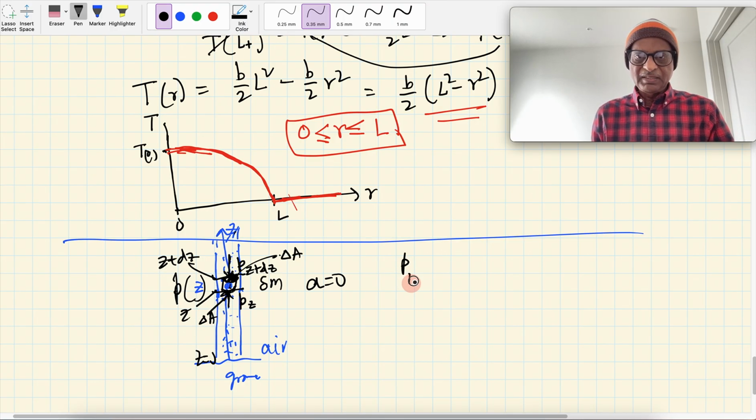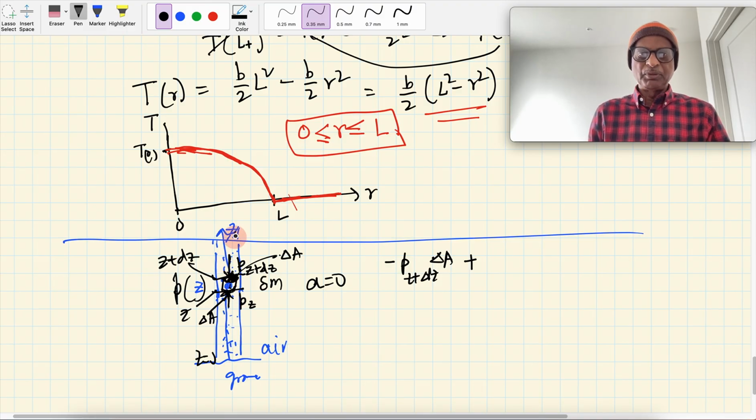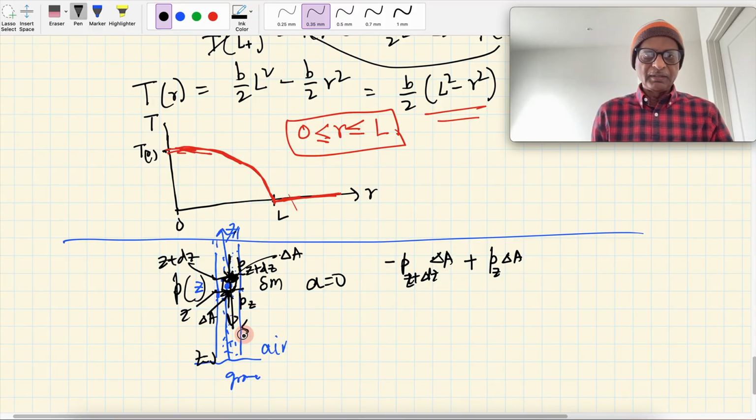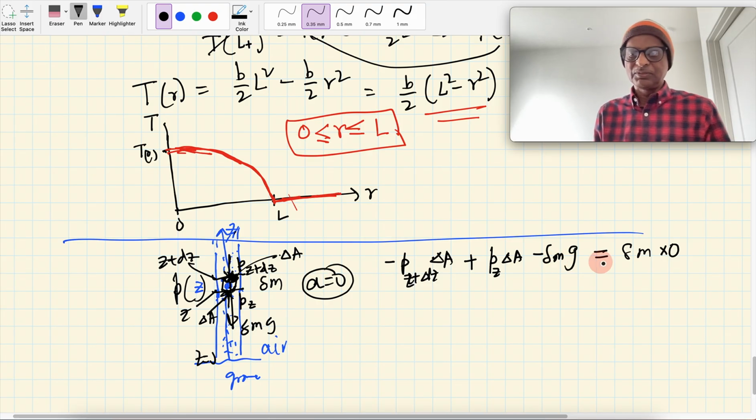So the pressure at z plus dz times delta A, that's the force from above, that's the minus, plus the force from below pointing up, P at z times delta A. So these are two forces, plus the weight, which is minus delta m g, and that equals delta m times 0 for acceleration. The acceleration is 0, so this all balances out.